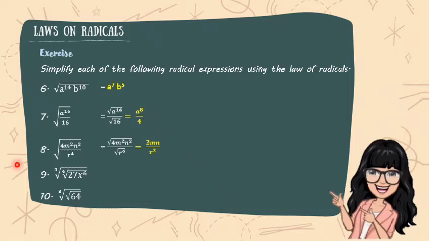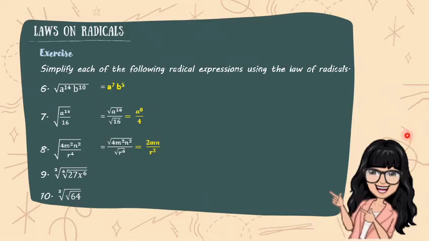Now let us proceed with number 8. Square root of 4m squared n squared divided by r raised to 4. Again, we need to get the individual square root of both the numerator and denominator. So square root of 4m squared n squared divided by square root of r raised to 4. Square root of 4 first is 2. Square root of m squared: we have the same index and exponent, so the answer would be the radicand, which is m. The same goes for square root of n squared, which is n. And then square root of r raised to 4: 4 divided by our index, which is 2, equals 2. So we have r squared. Our final answer then is 2mn over, or divided by, r squared.